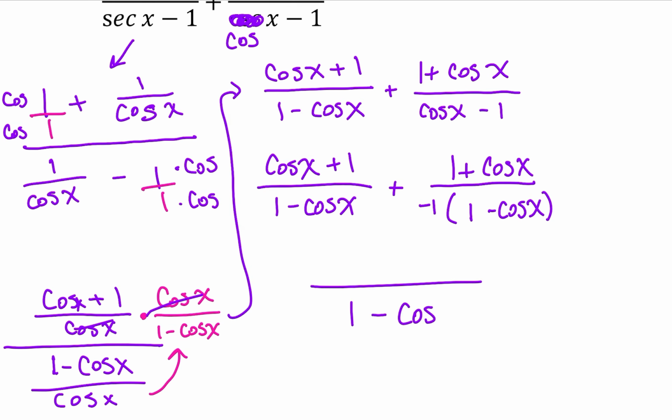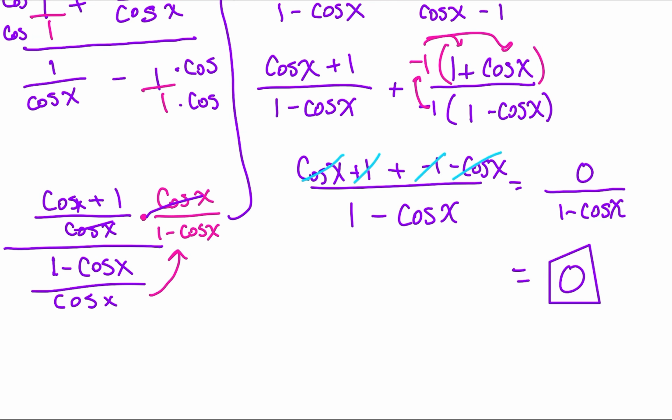And 0 divided by anything, it doesn't matter what I get on the bottom, anything that has 0 on top gives us 0 as a solution. And that would be our final answer.